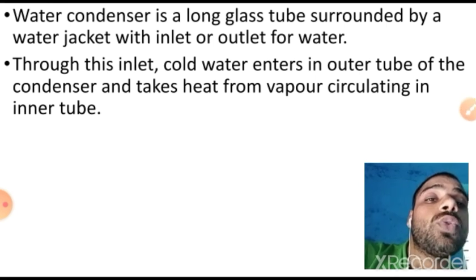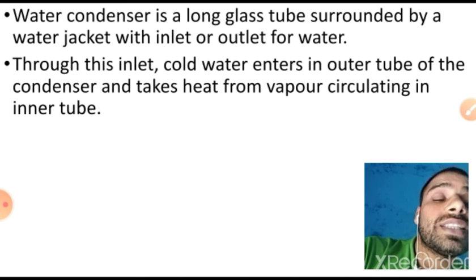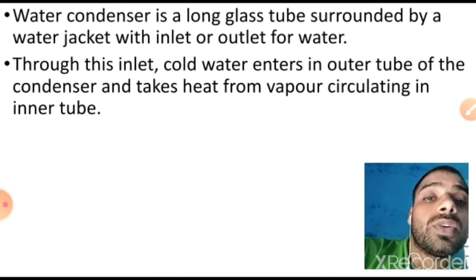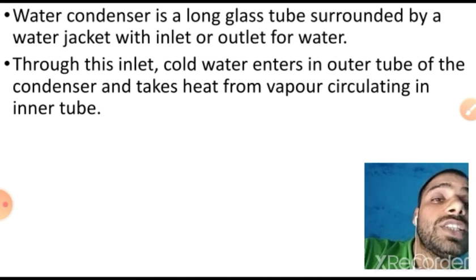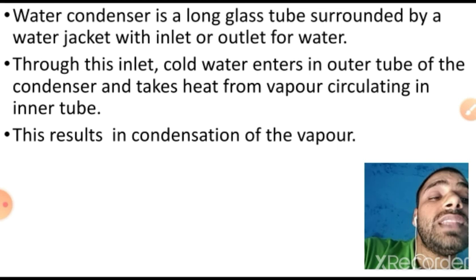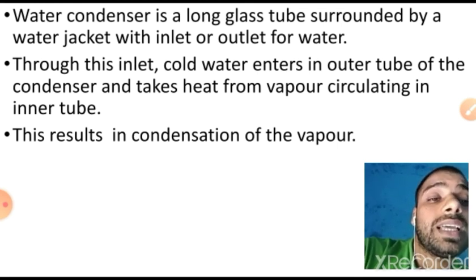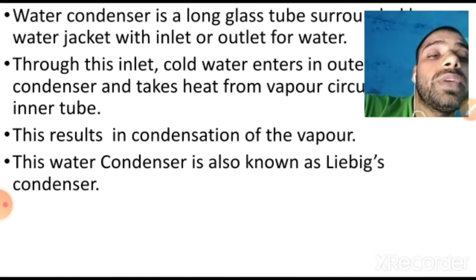Through this inlet cold water entered. You know why cold water entered? To condense the acetone vapor, okay? And if the acetone vapor condenses, it will change into liquid, and with the help of the delivery tube it can pass into the collection chamber, and that collection chamber was the conical flask. This results in the condensed vapor, and now you know what Liebig's condenser is.